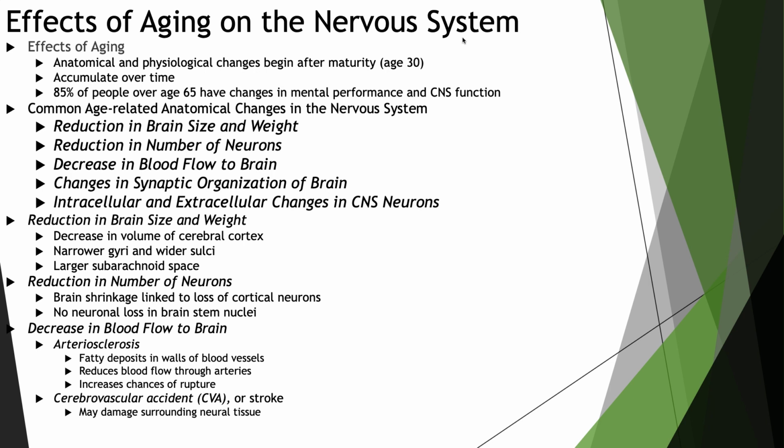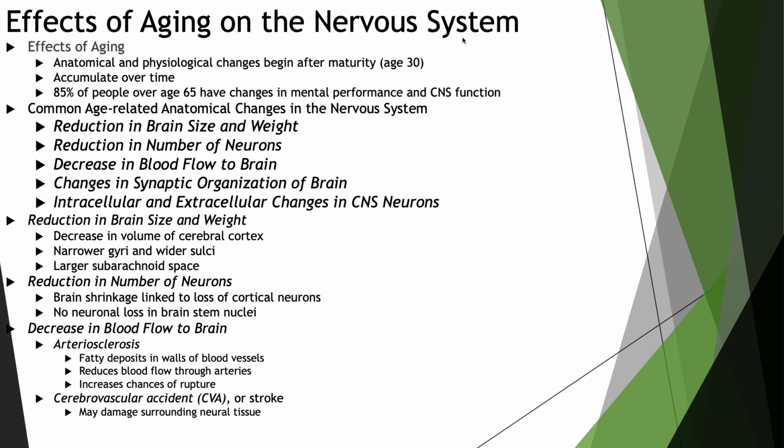Common age-related anatomical changes in the nervous system may include the following: a reduction in brain size and weight. This reduction results primarily from a decrease in the volume of the cerebral cortex. The brain of elderly individuals has narrower gyri and wider sulci than those of young people, and the subarachnoid space is larger. It also includes a reduction in the number of neurons. Brain shrinkage has been linked to a loss of cortical neurons, although evidence indicates that neurons are not lost, at least to the same degree, in brain stem nuclei.